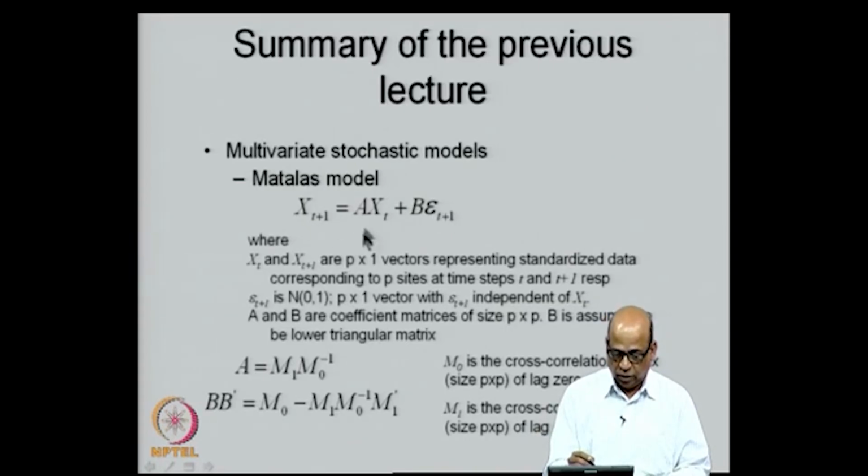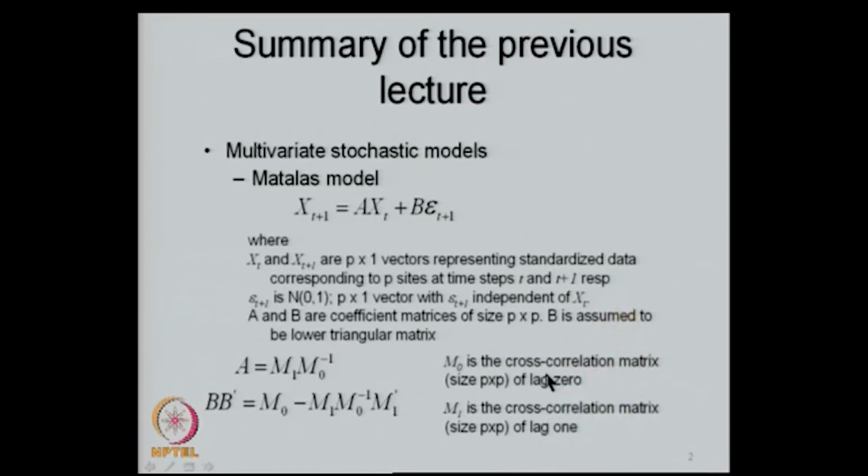Now, we also determined the coefficients A and B. We gave A as M 1 M naught inverse and B dash as M naught minus M 1 M naught inverse M 1 dash, where M naught is a cross correlation matrix of lag 0 and M 1 is a cross correlation matrix of lag 1, and p here is the number of sites. So, we are typically talking about simultaneous generation of flow data at various locations.